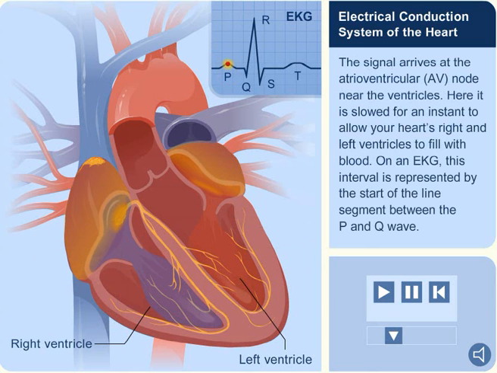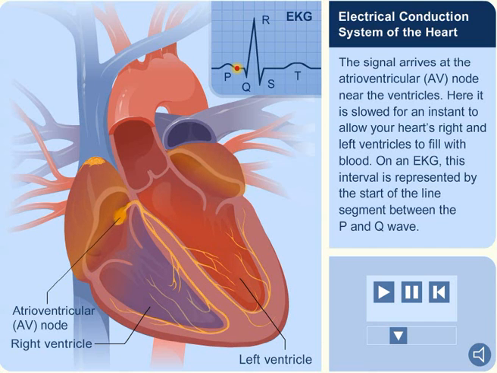The signal arrives at the atrioventricular or AV node near the ventricles. Here it is slowed for an instant to allow your heart's right and left ventricles to fill with blood. On an EKG, this interval is represented by the start of the line segment between the P and Q wave.